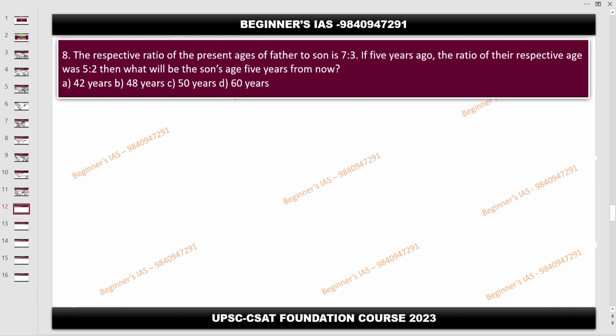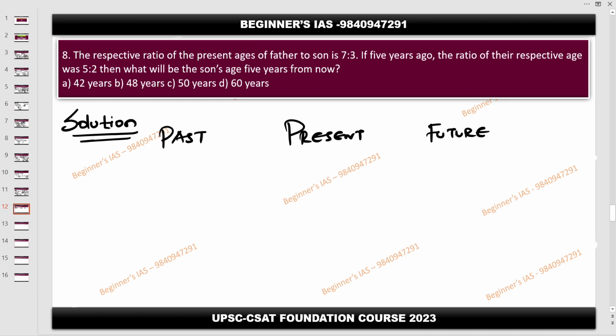Now let us move on with the next problem. This is a simple problem, but take the data with the simple method. I have already taught you the simple method to solve this kind of problem. Always remember to take present, future, then the past. The ages of the father and the son are in the ratio 7:3. If it is in ratio, we take 7x and 3x.